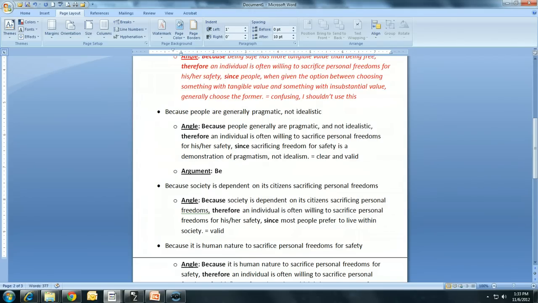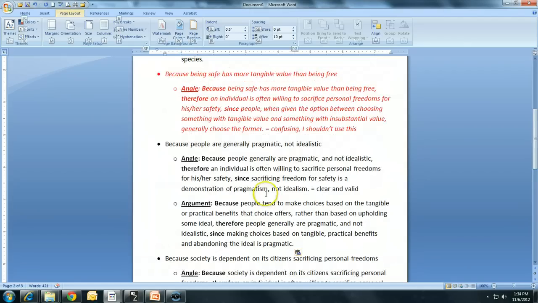All right, and I think I already have this one written down. And I do already have this one written down, pasted in there now. Because remember, I'm trying to prove this statement, that people are generally pragmatic and not idealistic.